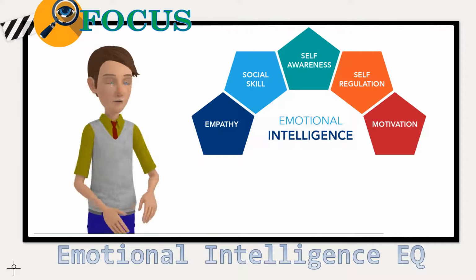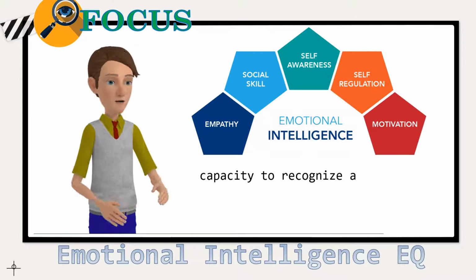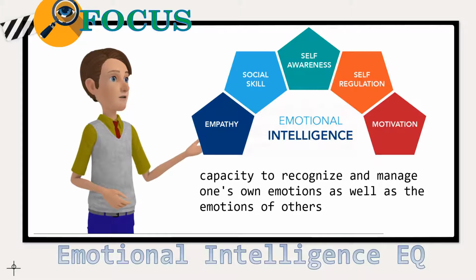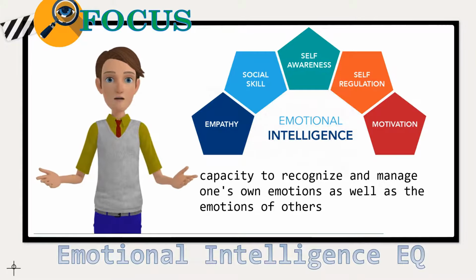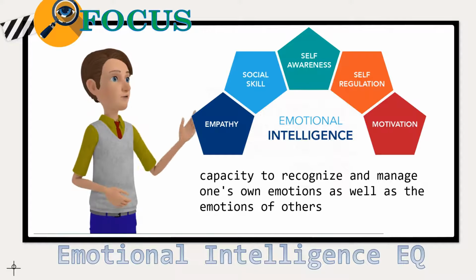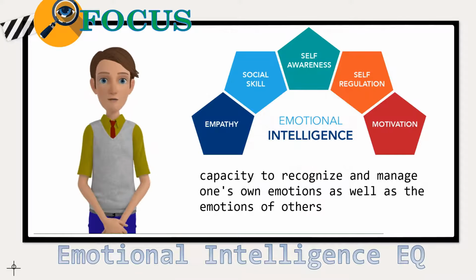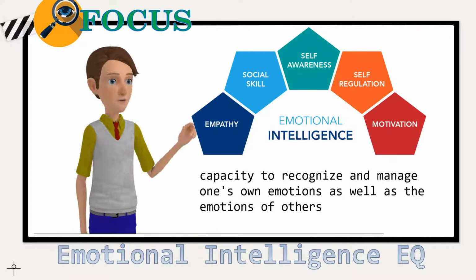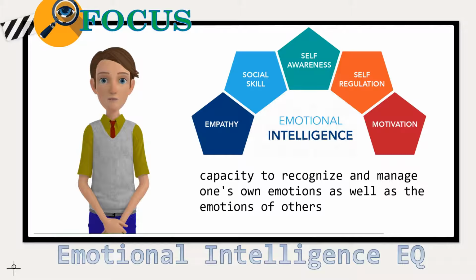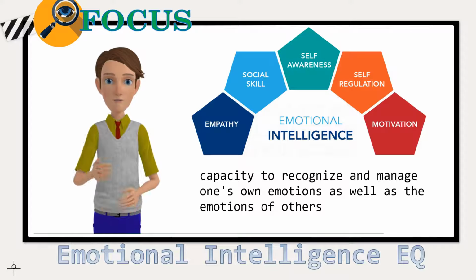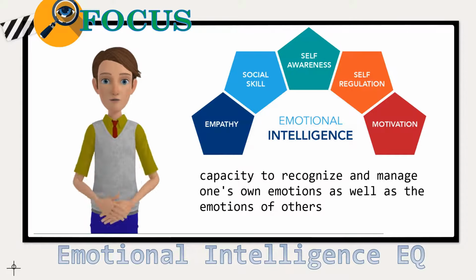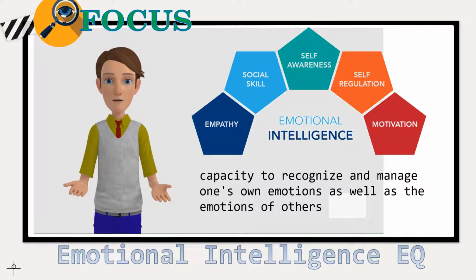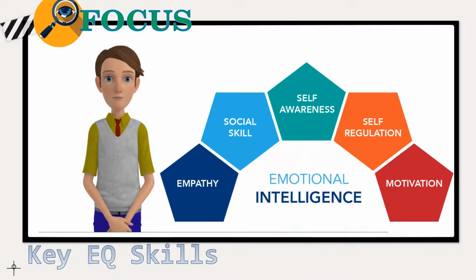Emotional intelligence is the capacity to recognize and manage one's own emotions as well as the emotions of others. Emotional intelligence is generally defined as a set of skills that include emotional awareness, or the ability to identify and name one's own emotions, the ability to harness those emotions and apply them to tasks such as thinking and problem-solving, and the ability to manage emotions, which includes both regulating one's own emotions when necessary and assisting others to do the same.